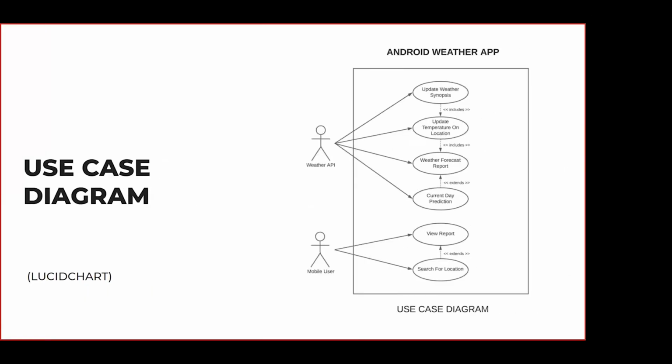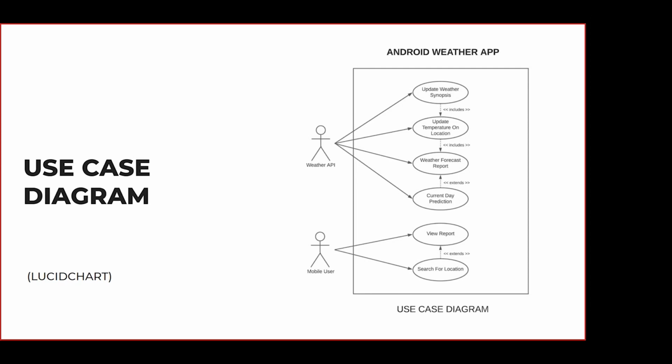Coming to the use case diagram, in the Unified Modeling Language, a use case diagram can summarize the details of system users, also known as actors, and their interactions with the system. Here we have two actors, weather API and mobile app user. Each of these interacts with the system to produce or consume data.